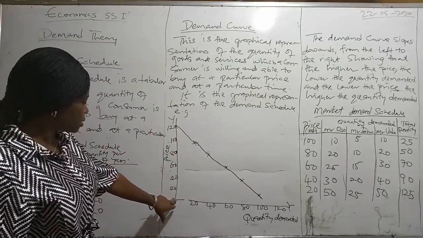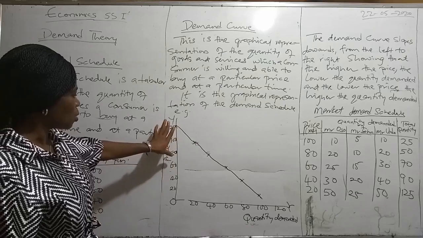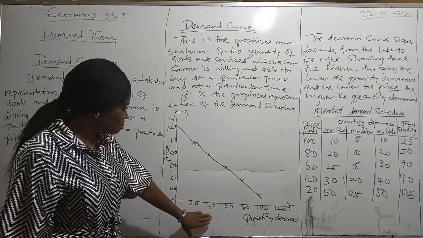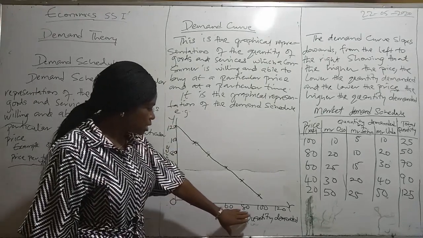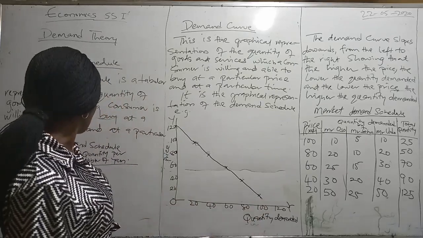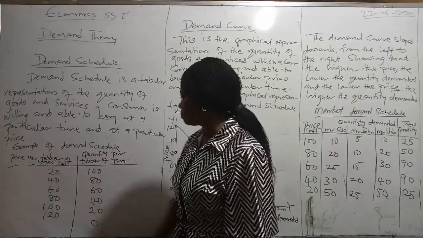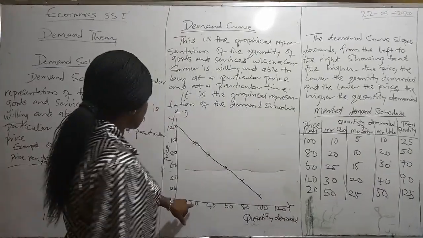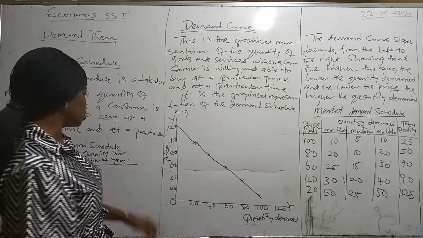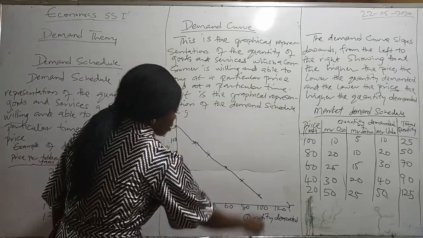Now, you see the price is here. This is your 0 point, 20 naira, 40 naira, 60 naira, 80 naira, 100 naira, and up to 120 naira. And then you have your quantity demanded, 20, 40, 60, 80, 100, and 120. When the price of the commodity, just like we saw in the table, is 20, the consumer will buy how many? 100. When the price is 20 here, the consumer will buy 100 tubers.